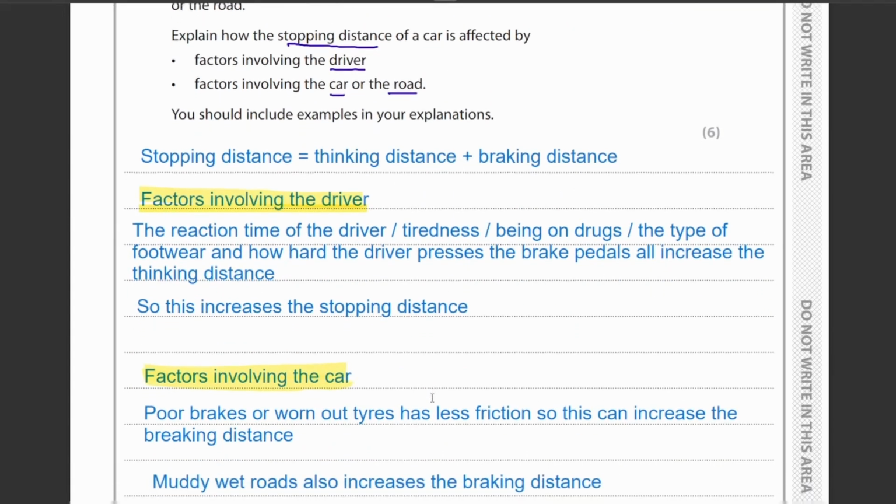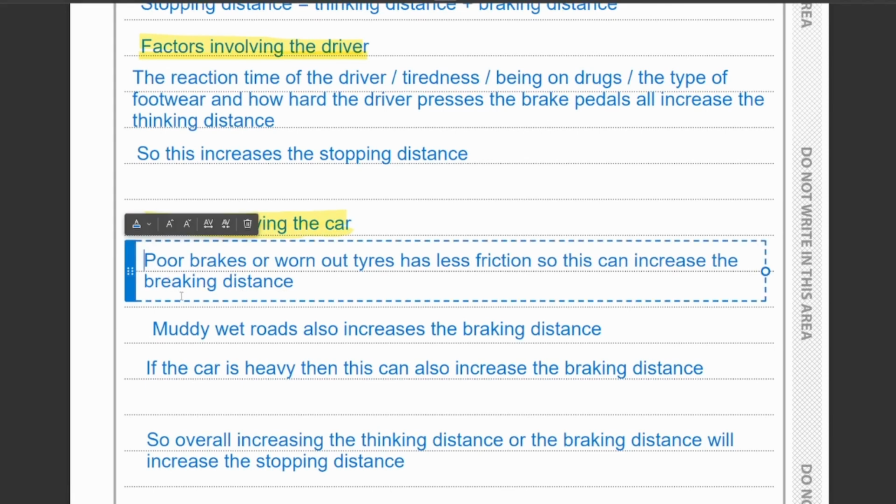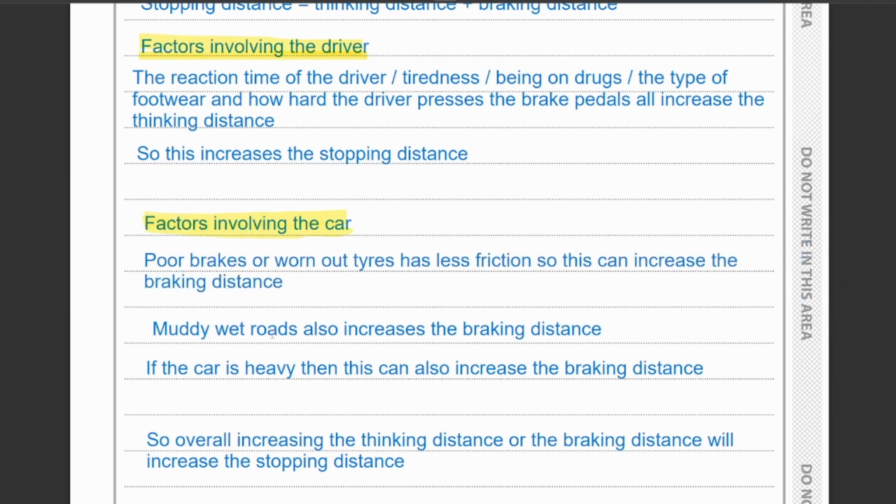Now the factors involving the car: poor brakes or worn out tires have less friction, so this can increase the braking distance. Let me change the spelling mistake. There you go. Muddy, wet roads also increase the braking distance. If the car is heavy, then this can also increase the braking distance. So overall, increasing the thinking distance or the braking distance will increase the stopping distance. We are linking it to the equation that we said.